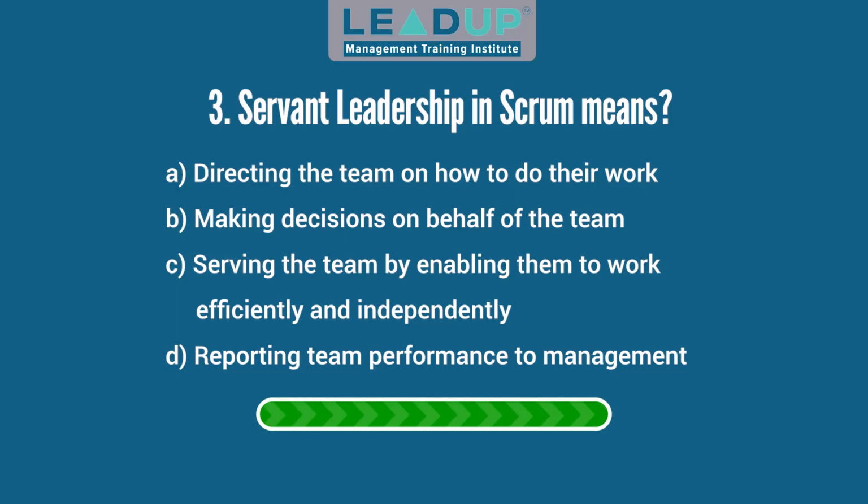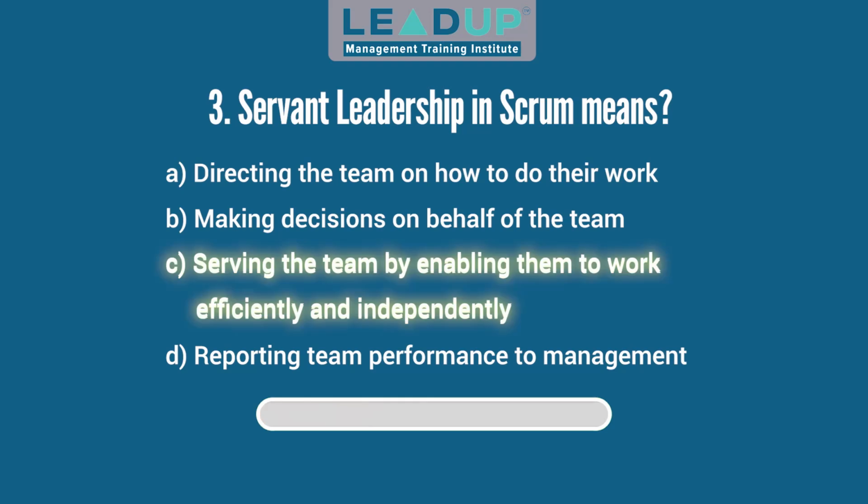Question 3. Servant leadership in Scrum means A. Directing the team on how to do their work. B. Making decisions on behalf of the team. C. Serving the team by enabling them to work efficiently and independently. And D. Reporting team performance to management. Answer: serving the team by enabling them to work efficiently and independently.